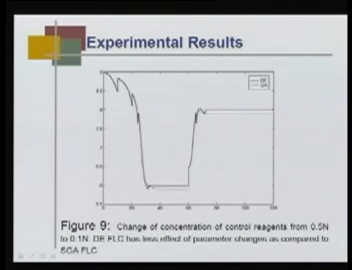So, you see here how the response is. Okay. So, from 9 to 6, again from 6 to 8. You see that DE maintains. With the change of concentration of control reagents from 0.5 N to 0.1 N, DE-FLC has less effect of parameter changes as compared to SGA-FLC. So, SGA certainly gives some steady state error, here also some steady state error. These are all experimental results.